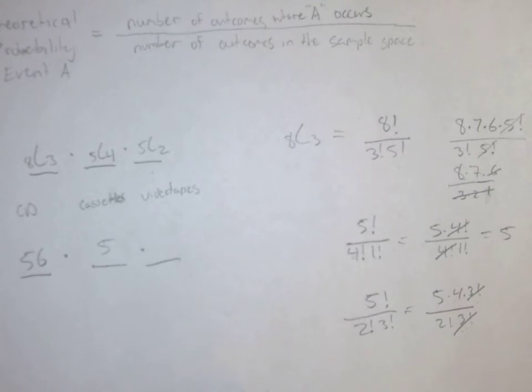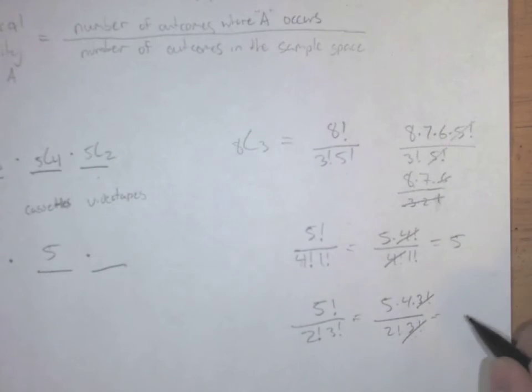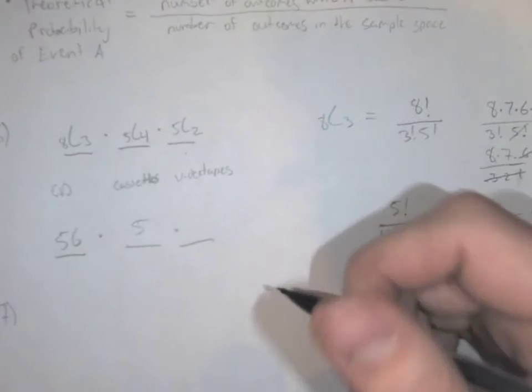And I can just take care of those. 2 factorial is just 2 times 1, it's just 2. So I have 5 times 4 over 2 times 1. You can either say this is 20 over 2, or you could cancel out this 2 with a 2 in here and say it's 5 times 2.